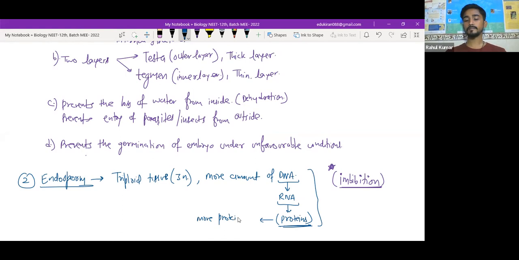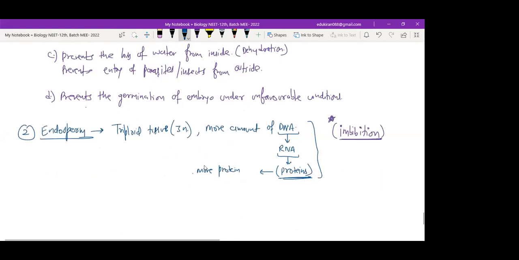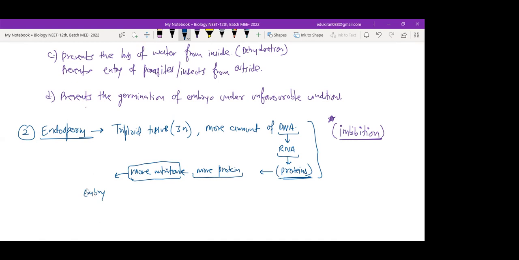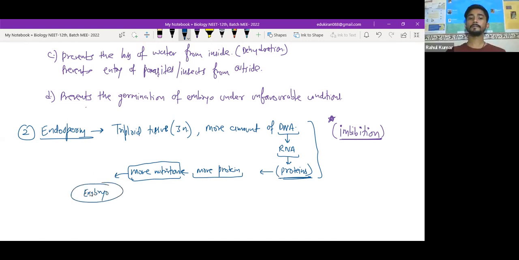Yes? Yes. And more protein means more nutrition. So this cell can also fulfill its own nutritional needs and can also fulfill the nutritional needs of the embryo. Yes, the developing embryo. Okay. Do you understand how endosperm helps as a nutritive tissue? It has more amount of DNA, so more protein is formed, and more protein means more nutrition, which helps the embryo to sustain, right? Yes or no?